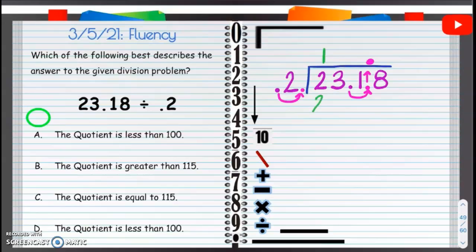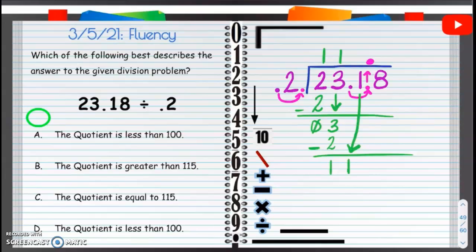2 times 1 is 2. We subtract, we get 0. Am I done? No, we need to bring down that 3. How many times can 2 go into 3? Well, 2 can go into 3 one time, so we're going to put a 1 here. 2 times 1 is 2. We are going to subtract. We get a 1, and then we need to bring down that 1.